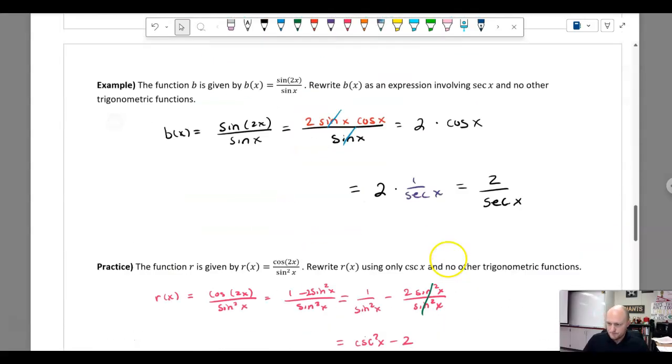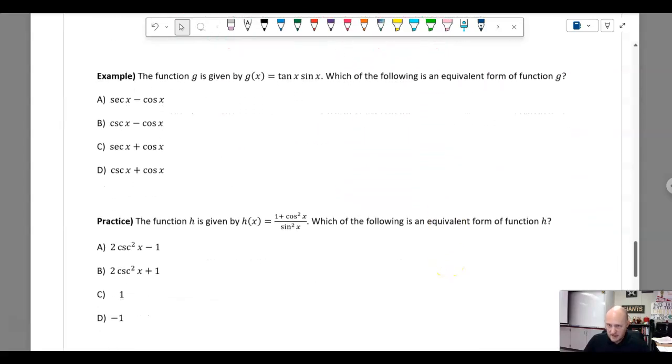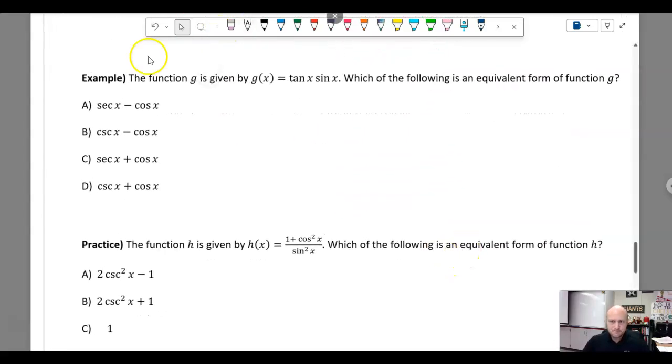Okay, so let's go ahead and look at a practice question here. The function g is given by g of x equals tan x times sine x. Which of the following is an equivalent form of the function g? And notice that all of these options have a plus and minus in them. So that can kind of help guide you based upon where you need to go.